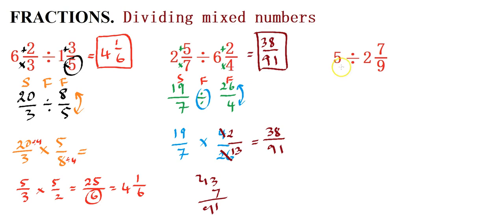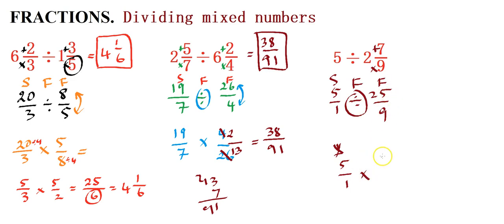For the last question, this here needs to be converted to a fraction. So it's 5 over 1 divided by 9 times 2 is 18. Plus 7 is 25, goes over 9. Got a stick, flip, flip. So 5 over 1, this doesn't change. This becomes multiplied, and this reverses, flips over.